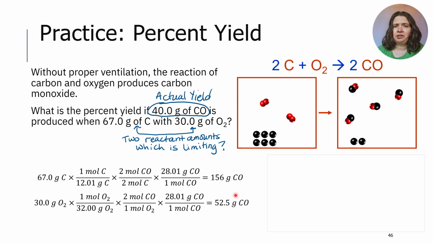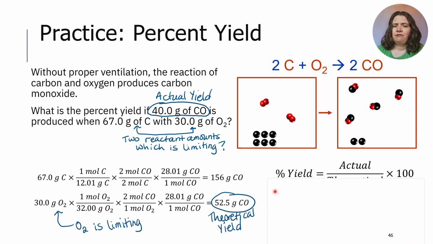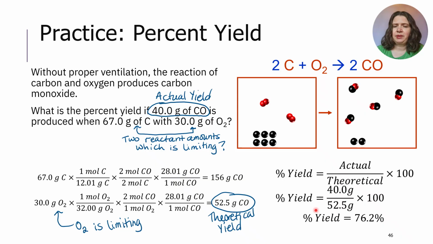The smaller value is the theoretical yield, 52.5 grams of carbon monoxide. Oxygen gas is the limiting reactant. Now calculate the percent yield. 40 grams divided by 52.5 grams times 100 gives us a percent yield of 76.2%.